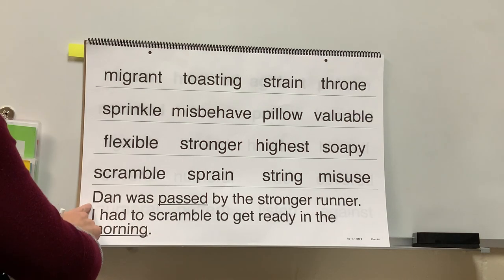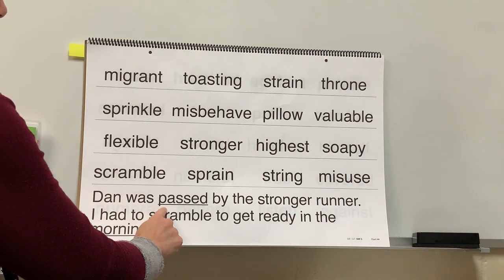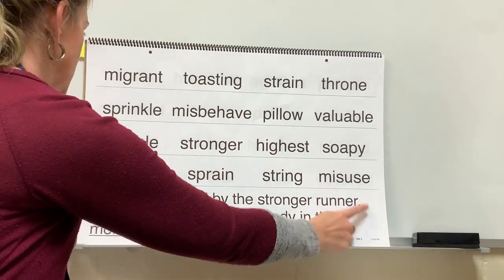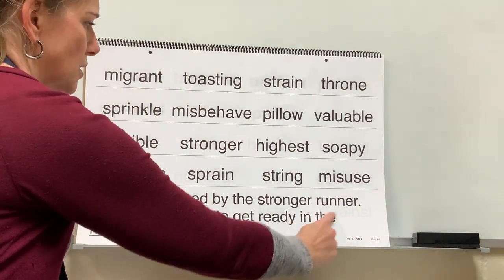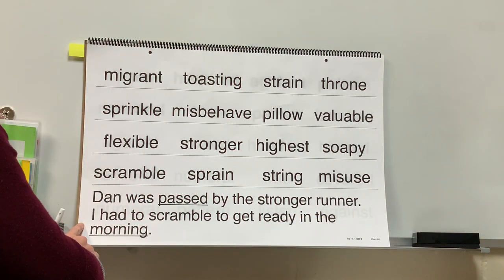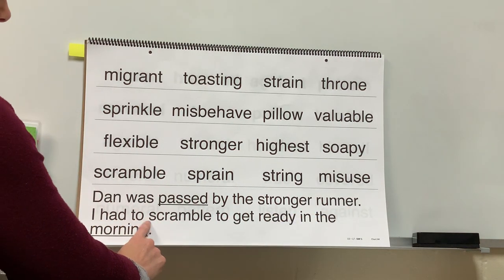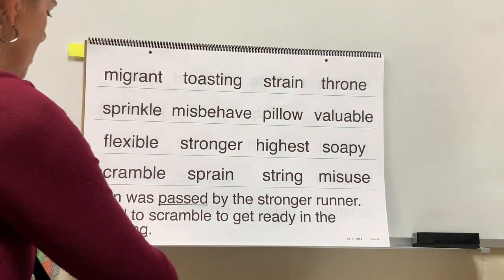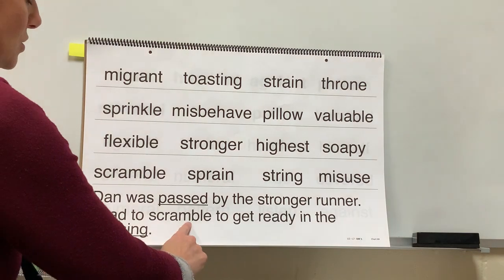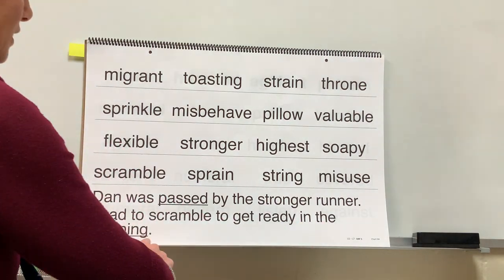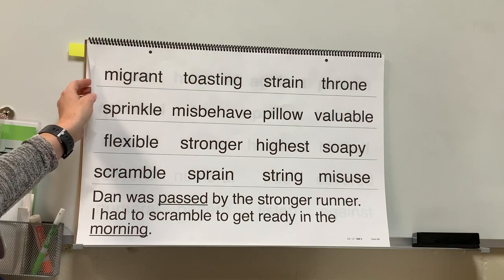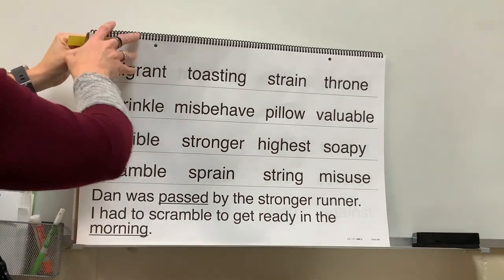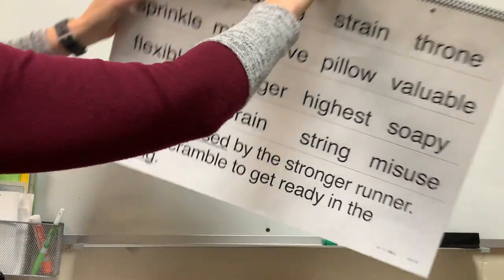Let's read our sentences. Get ready. Dan was passed by the stronger runner. Yes, Dan was passed by the stronger runner. Get ready. Read. I had to scramble to get ready in the morning. Yes, I had to scramble to get ready in the morning. Now you can pause the video to get something to write with and write on to practice your spelling.